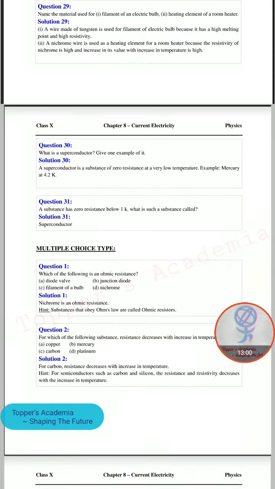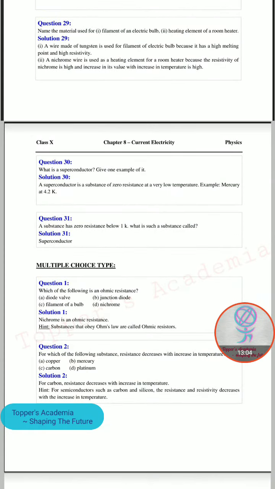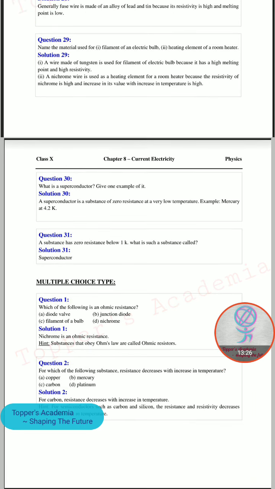Question number 30. What is a superconductor? Give one example of it. A superconductor is a substance of zero resistance at a very low temperature. An example is mercury at 4.2 Kelvin. And the next question is, a substance has zero resistance below 1 K. What is such a substance called? It is called a superconductor.